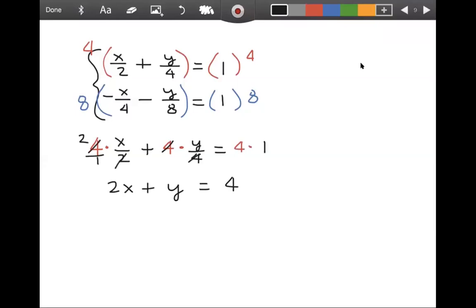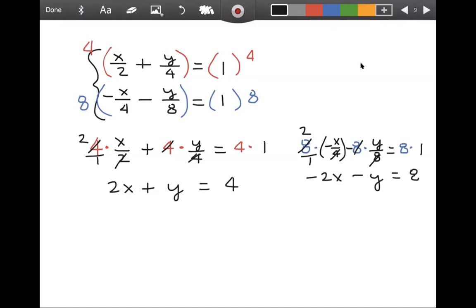All right, and then I'm going to do this equation over here, everything multiplied by 8. So we have 8 times negative x over 4 minus 8 times y over 8 equals 8 times 1. 4 into 8 goes 2, so that's going to be a negative 2x. 8 and 8 cancel, so that's going to be a minus y, and that equals 8. So that's the new second equation.